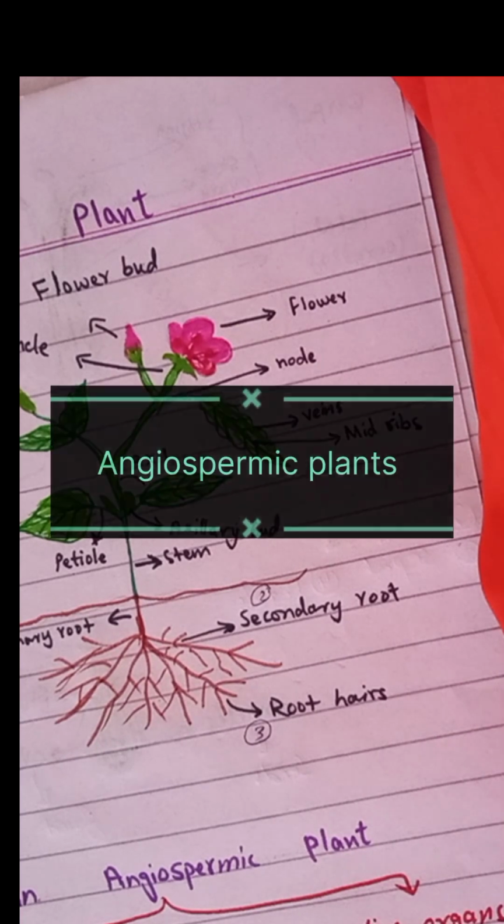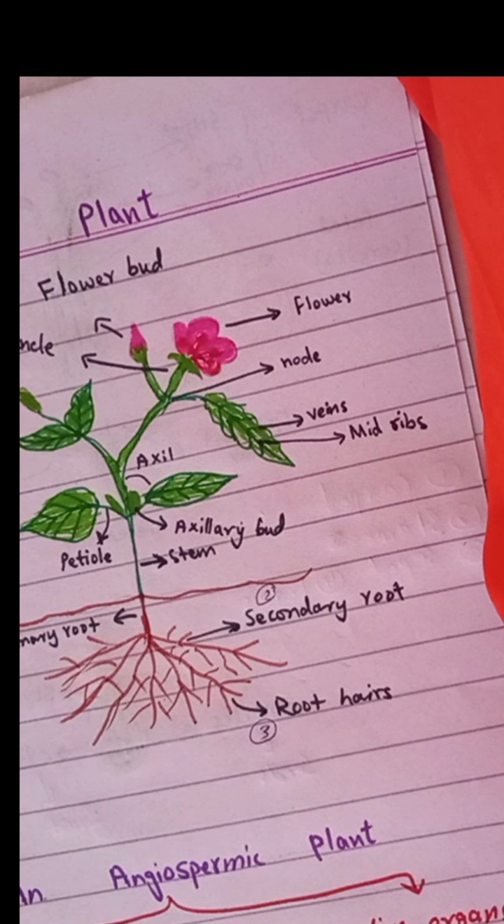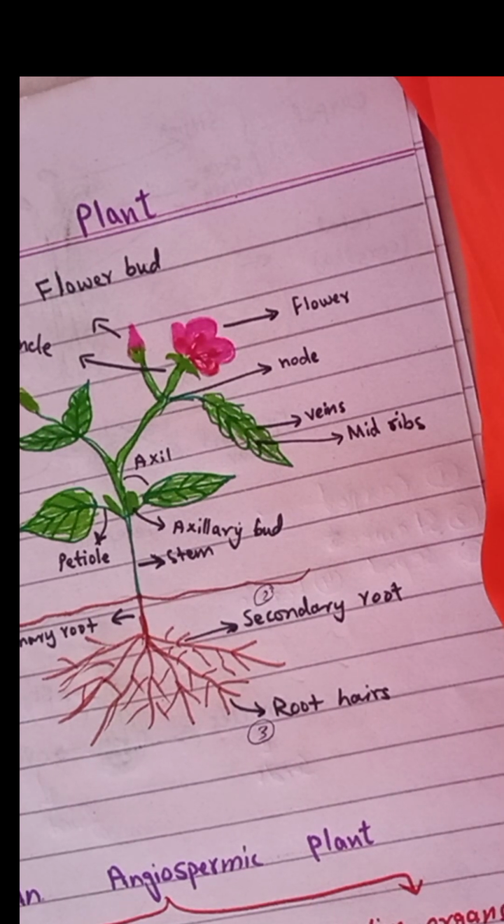Dear students, in this video, we are going to learn about angiospermic plants, its parts and the functions of different parts of an angiospermic plant. Let's first define what an angiospermic plant is. Those plants which produce flowers at least once throughout their life cycle are known as angiospermic plants.